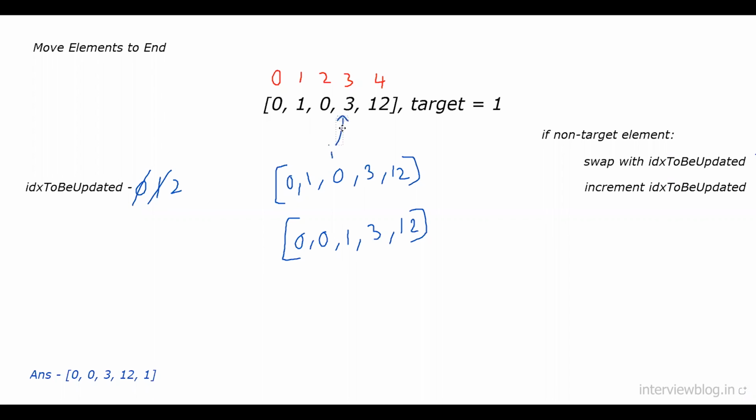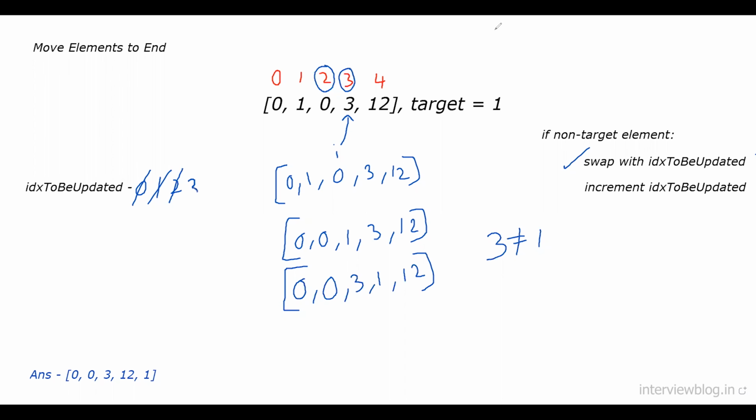So I'll be moving my ith pointer from second index to third index. Now I will check if the element that is present in the third index is equal or not equal to the target element. Since 3 is not equal to 1, I will be swapping the element that is present in the ith index, which is 3, with the element that is present in the index to be updated, which is 2. So I'll be swapping 1 and 3, and my resultant array would be 0, 0, 3, 1, and 12. So after the swapping is done, I will be incrementing my index to be updated pointer from 2 to 3.